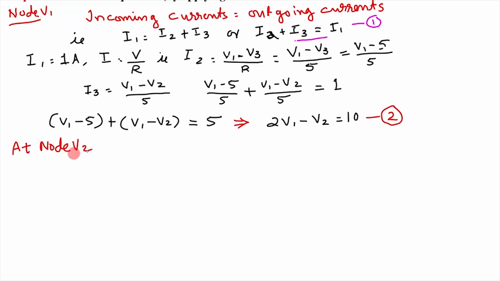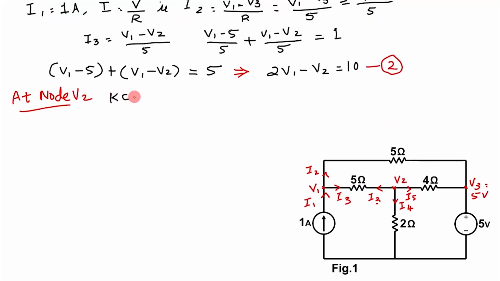Then at node V2, applying Kirchhoff's current law, currents coming towards this node V2 are equal to currents going away from the node. So I3 plus I4 plus I5 is equal to 0. Let it be equation 3.